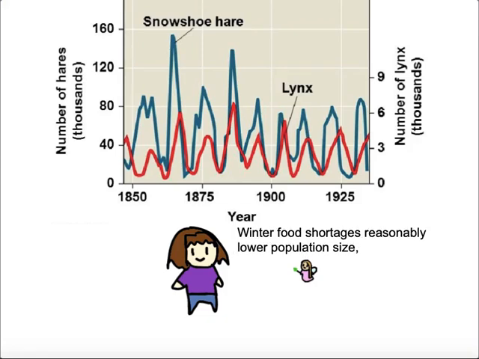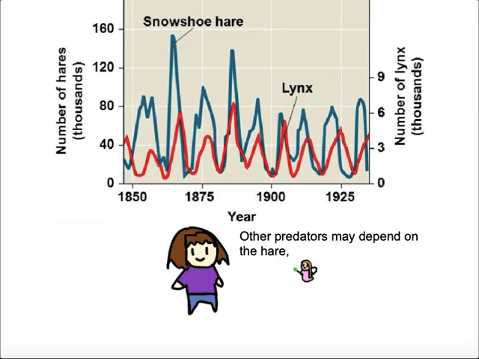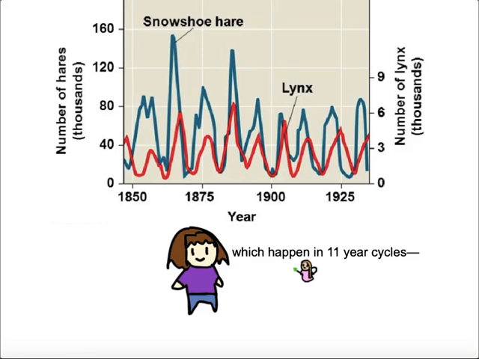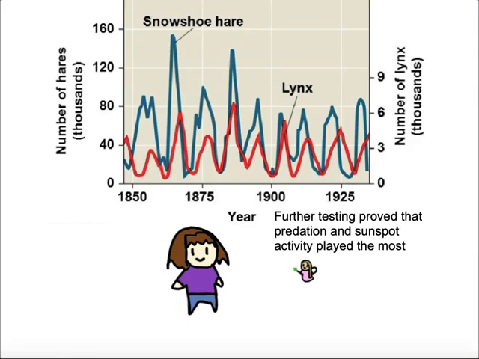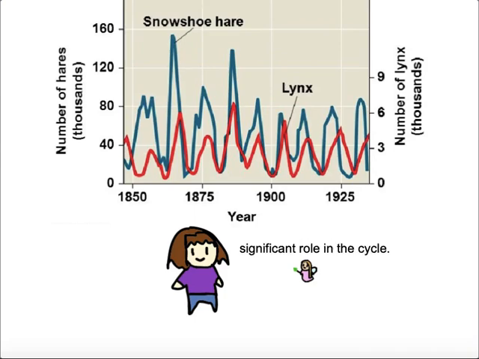Winter food shortages reasonably lower population size, though it does not explain the 10-year cycle. Other predators may depend on the hare, while sunspot activity, which happens in 11-year cycles, may affect the quality of plants that hares eat. Further testing proved that predation and sunspot activity play the most significant role in the cycle.